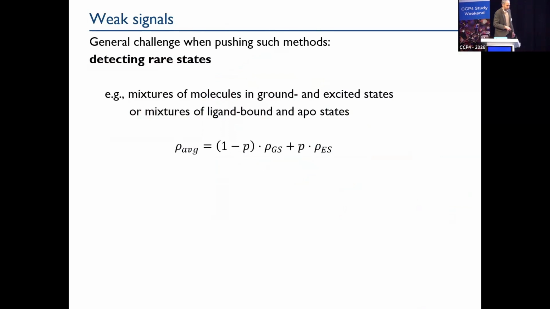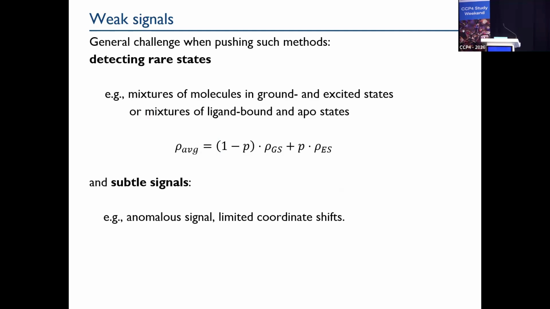Often, in both time-resolved crystallography and these fragment screens, you have a mixture of states, and you try to detect a rare state, which means you have a relatively weak signal coming from the excited state, and most of the signal still comes from the ground state. In addition, the signals are often subtle, for example anomalous signal, limited coordinate shifts, or small fragments.